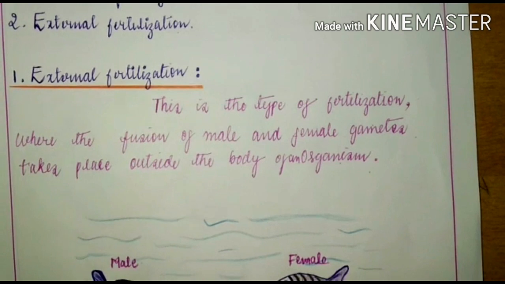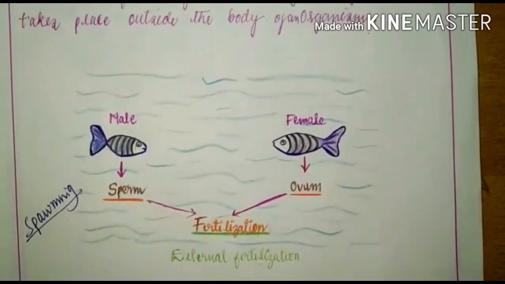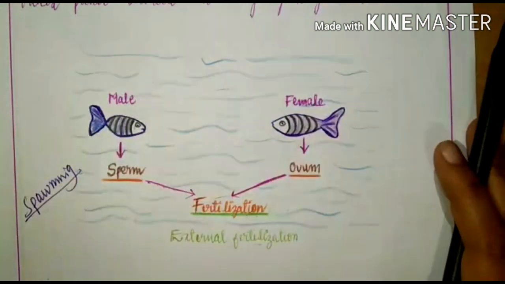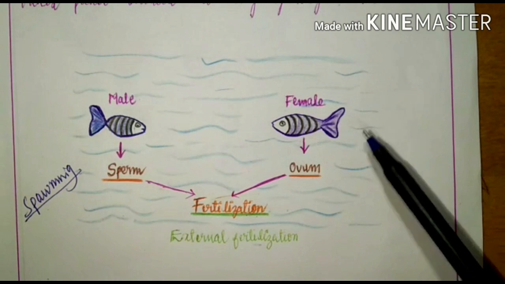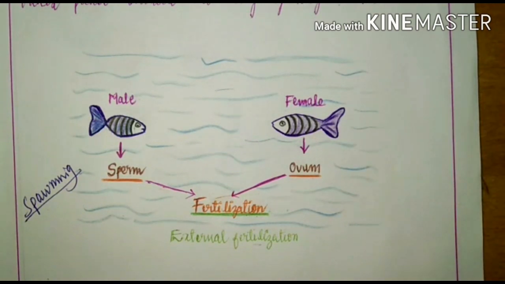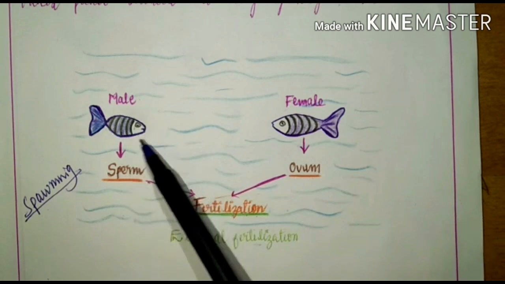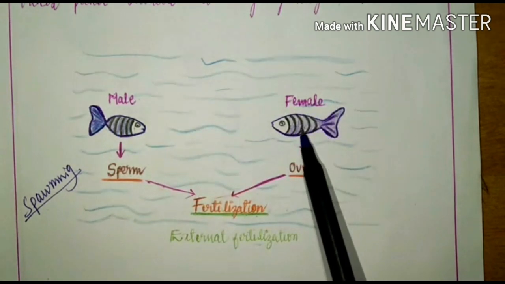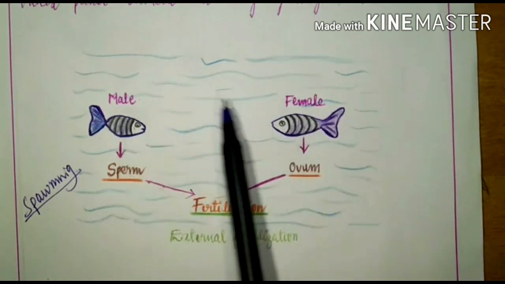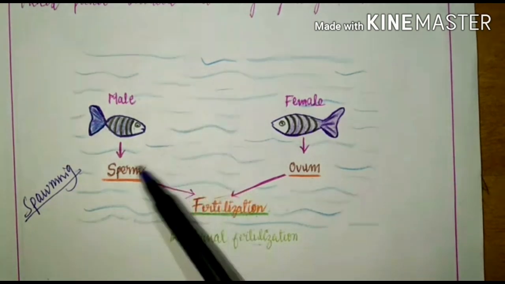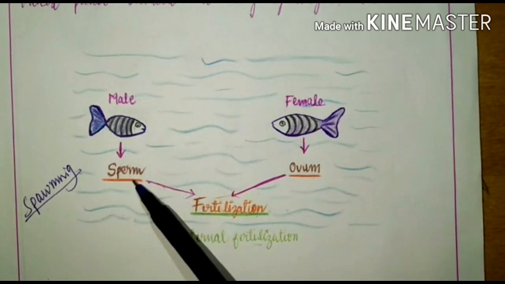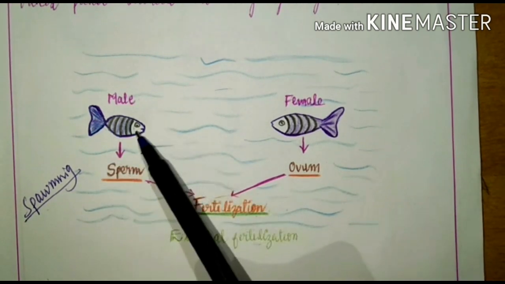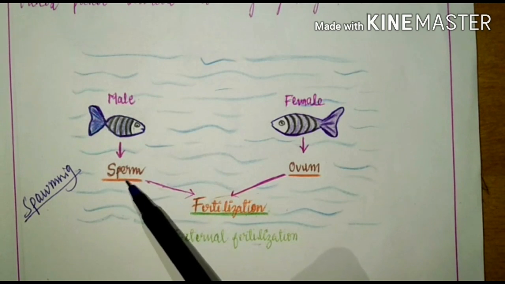Got it guys? So I will explain with the help of a diagram. Just imagine this is the water body. The water body may be an ocean or a pool or maybe a lake, etc. In the water body we have fish. This is the male fish and this is the female fish. Also, these two fishes are of the same species. So this male fish will shed the sperm into the external environment.